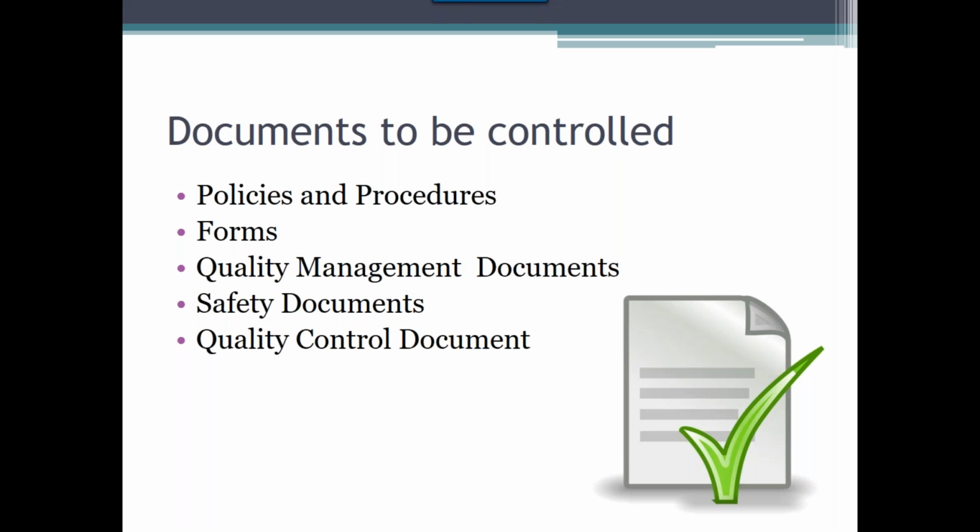Document control applies to a variety of documents, including all policies and procedures, all forms, quality management documents, safety documents, and quality control documents, to name a few. Essentially, all documents where there needs to be a tracking mechanism for changes made and/or an assurance that the current version of the document is in place should be maintained within a document control program. This does not apply to documents like static reports, such as year-end exposure reports that are showing a snapshot in time, or resource materials such as white papers or other reference material.